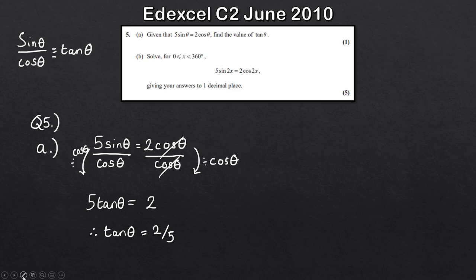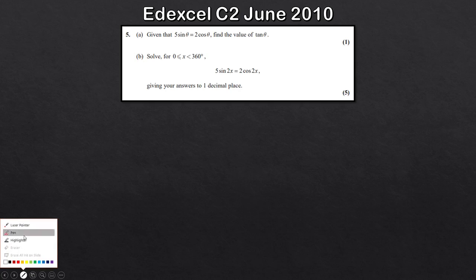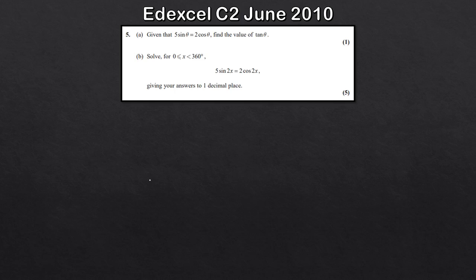And then for part B here, we're asked to solve for x being between 0 and 360 degrees. 5 sine 2x is equal to 2 cos 2x, giving our answers to 1 decimal place.